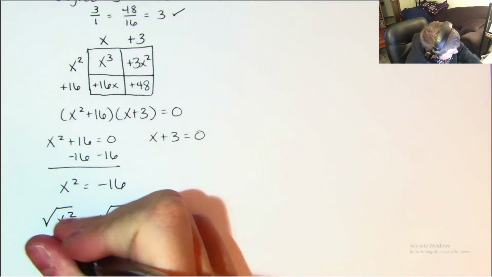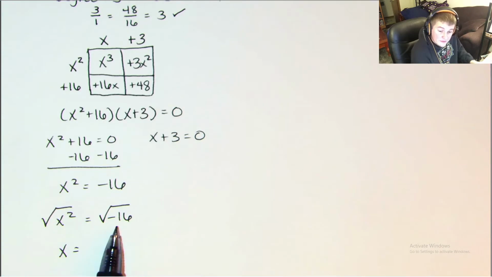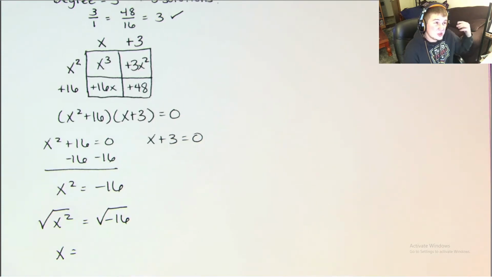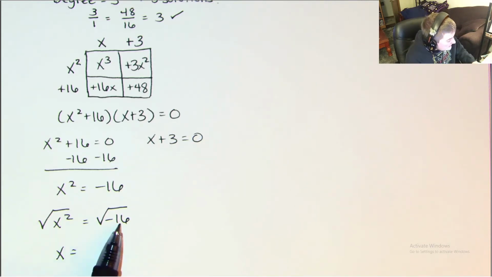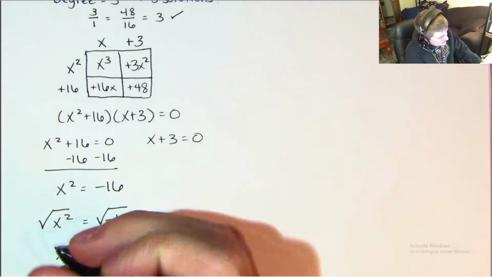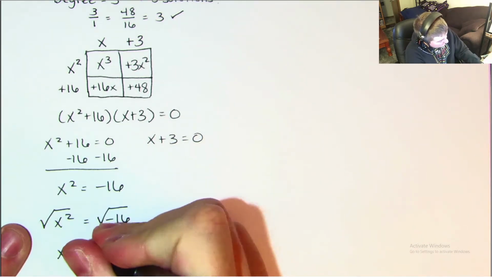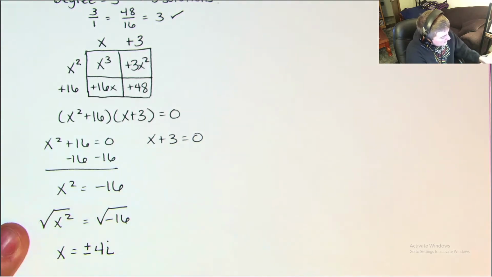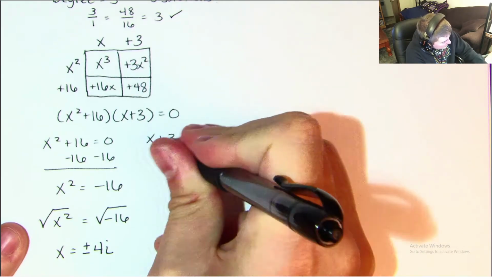Okay, then I get x is equal to, now you're going to have to remember from chapter 4, the square root of negative numbers we can do now, and that is going to involve i. So the square root of 16 is 4. The square root of that negative is i, so this is going to be plus or minus 4i. Okay, and then here I'm going to go ahead and subtract 3.